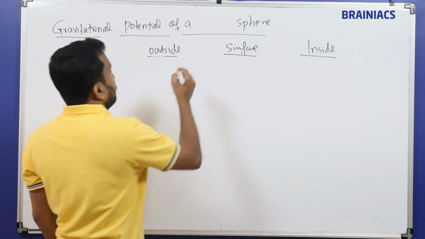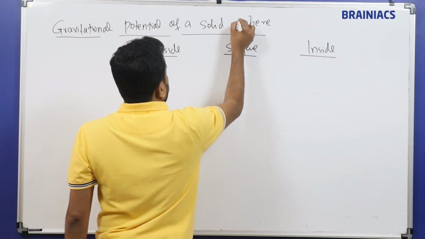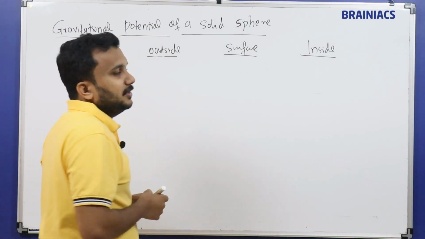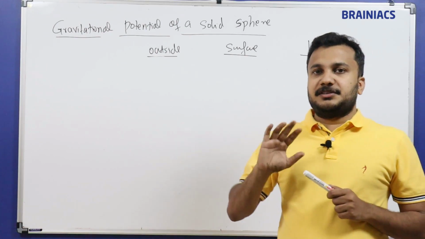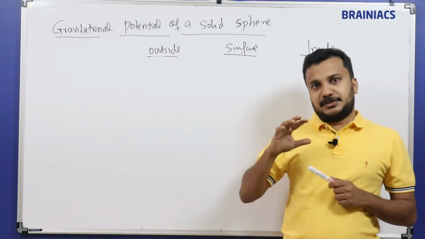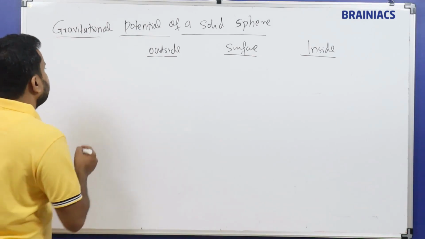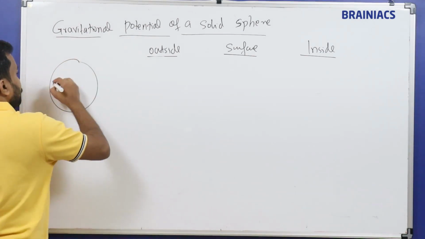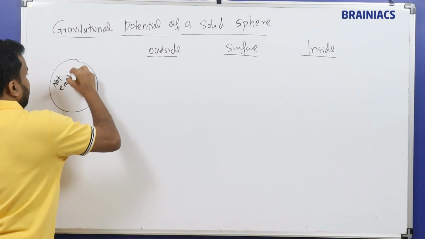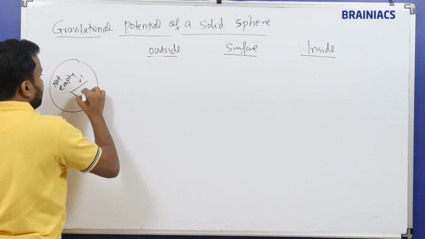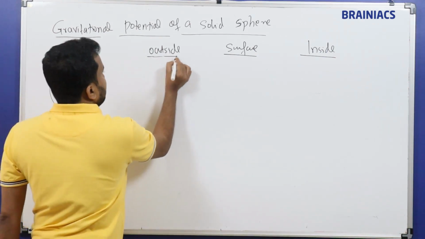So, gravitational potential of a solid sphere. What is the difference between a solid sphere and a hollow sphere? Solid means inside it is filled, it is not empty, there is no cavity, it is filled with certain content. Inside point is r dash, surface point is R, outside point is small letter r. So these are the things.